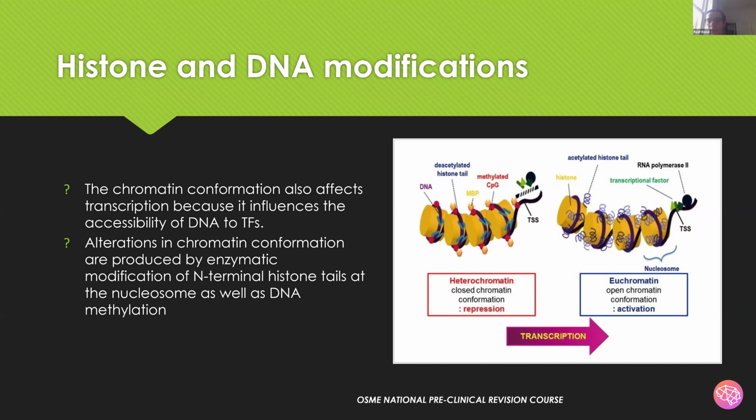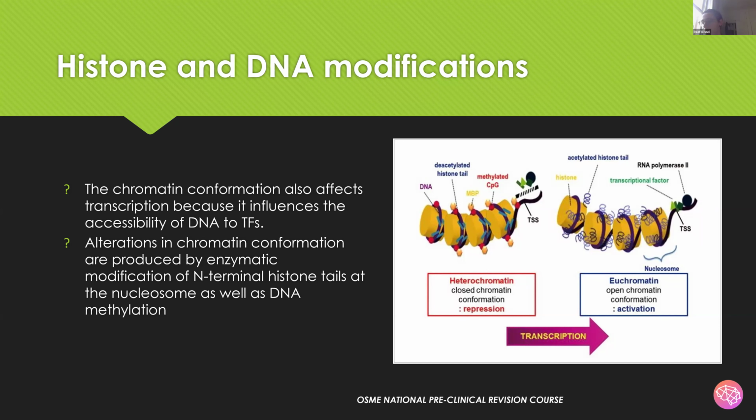So one way chromatin conformation is altered is by modification of N-terminal histone tails at the nucleosome. So methylation of the histone tails leads to association of nucleosomes to heterochromatin protein, forming heterochromatin and causing it to wrap more tightly. And so this causes inactive genes because transcription factors are sterically unable to access the DNA.